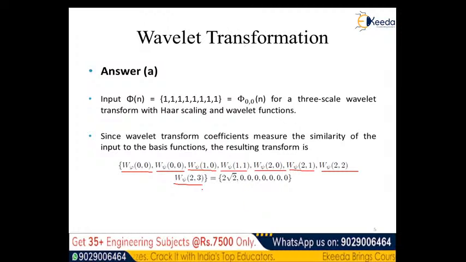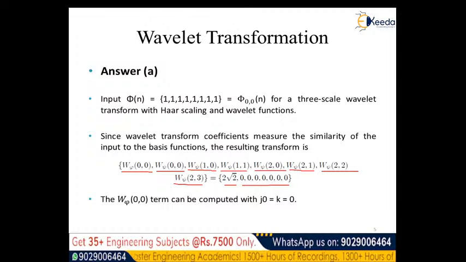If we represent the values, the first value will be 2 root 2 and all the rest of the values will be equal to 0. Now you see the first representation that we have, W suffix phi as a function of 0 comma 0. It can be computed with the substitutions J0 equal to K, both equal to zero. So this can be the solution to part A.